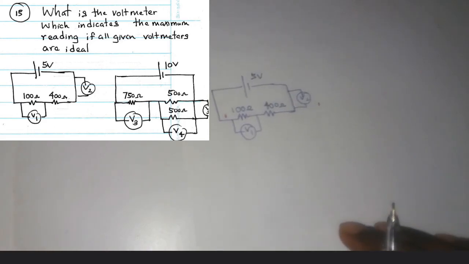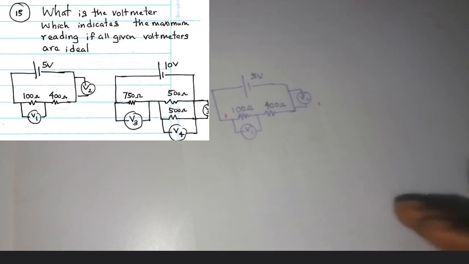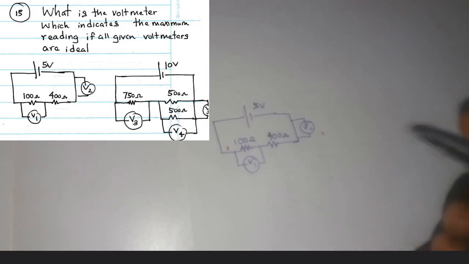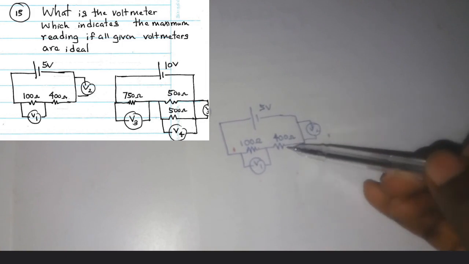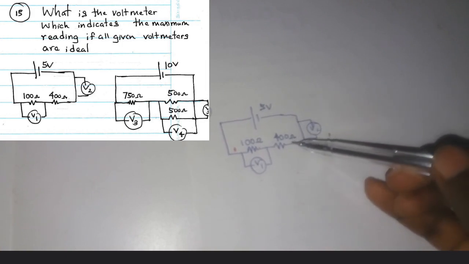Right, now in this question they are asking us to find the voltmeter which indicates the maximum reading if all the given voltmeters are ideal. Ideal voltmeters have internal resistance very high compared with the resistance that is connected.